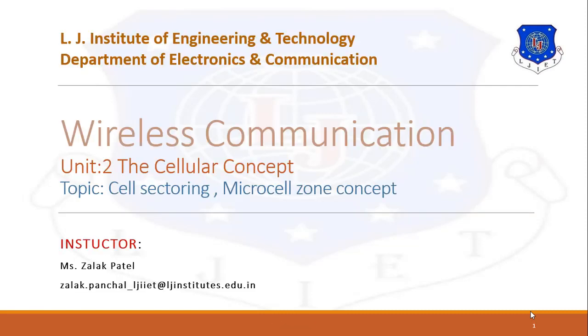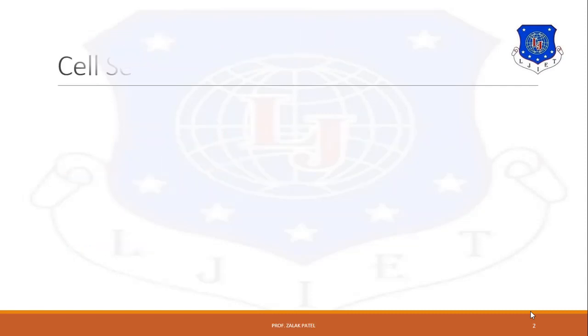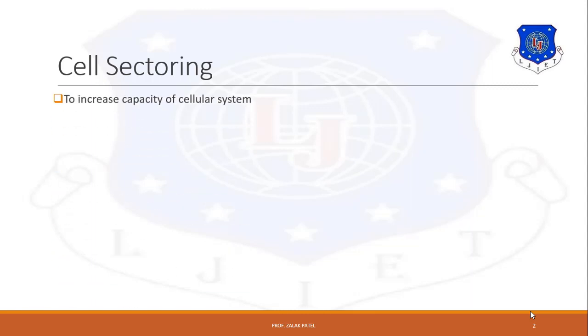Today, I am going to discuss the cellular concept with the topic of cell sectoring and the microcell zone concept. Let's start with cell sectoring. Cell sectoring is one of the techniques for improving cellular capacity. There are also other techniques like cell splitting, the microcell zone concept and repeaters. We have already discussed cell splitting and repeaters in the previous lectures, so today we are going to discuss cell sectoring.